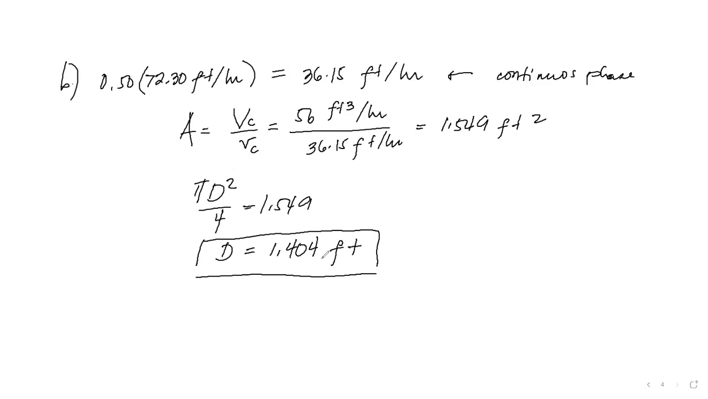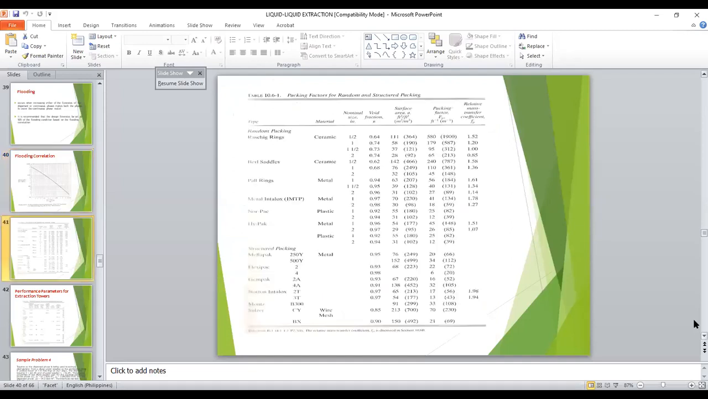Now as to the height, the Z, the formula is the theoretical number of stages times the HETS. Now, where will you get the HETS? The problem already provides us with the 5 theoretical stages. So the HETS you will be getting from a table, the table that was shown to you in the previous meeting. So let me show you the table.